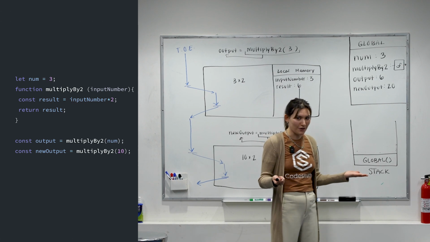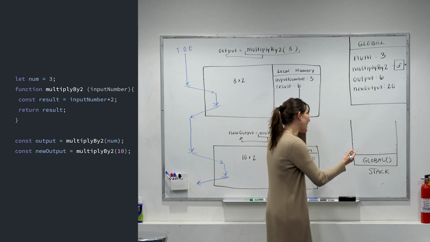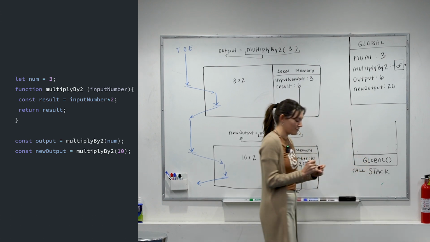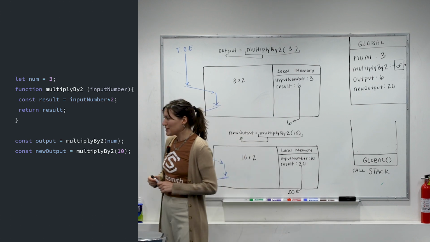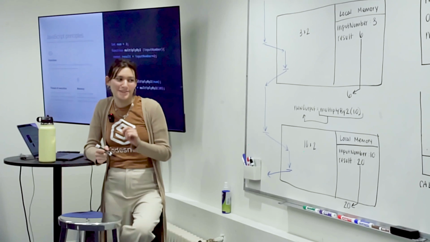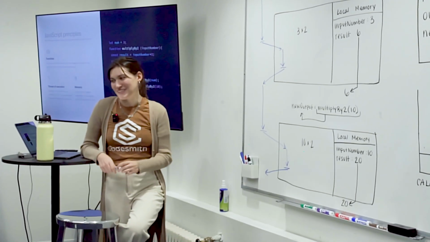Does anyone know what this is called? That's okay. Yes, absolutely. This is called the call stack. Yes, because like I said, it keeps track of all of our function calls, essentially. Super duper. So, Greg, do you know what it's called whenever we add a frame to the stack?